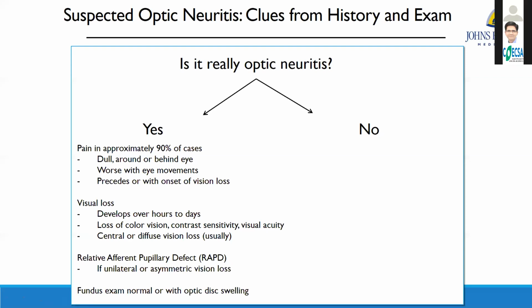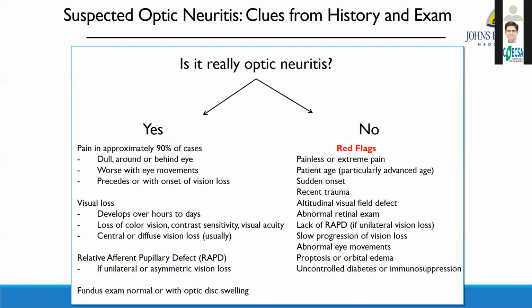And so to ask about some of these questions, I often like to ask patients whether things that are red actually appear more brown, if they've noticed any changes in the way that red appears. So that's that contrast sensitivity. And then also looking for a relative afferent pupillary defect on exam. The fundus exam should really be either normal or show some optic disc swelling. If I see these red flags, then I'm thinking this might not be optic neuritis.